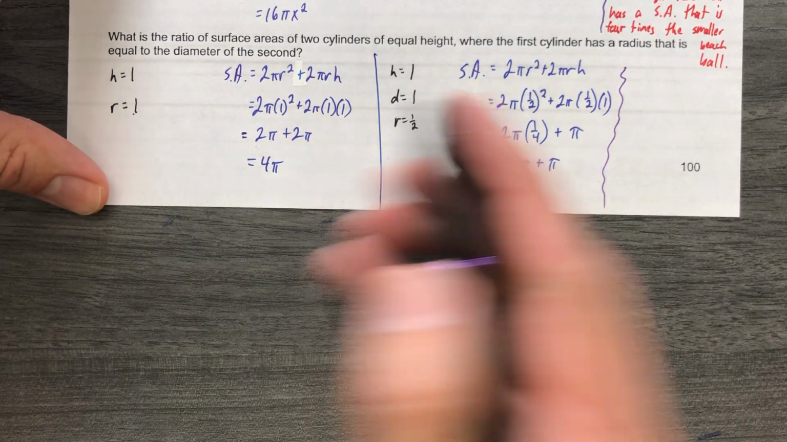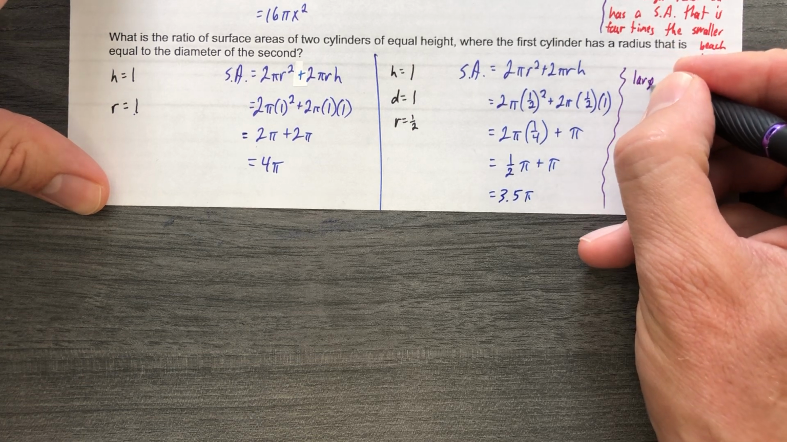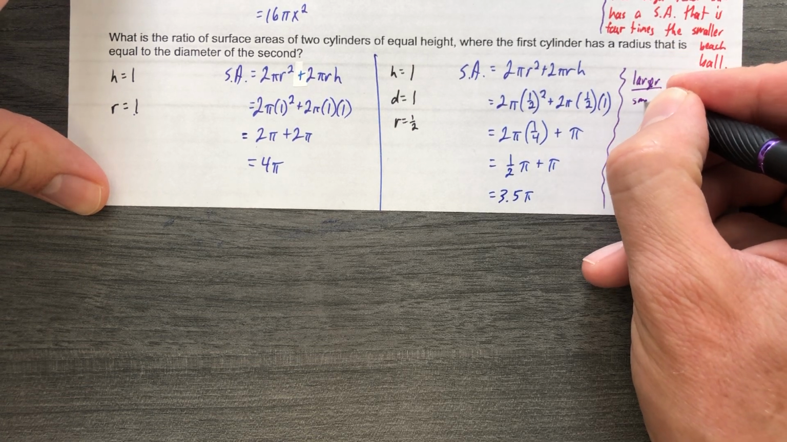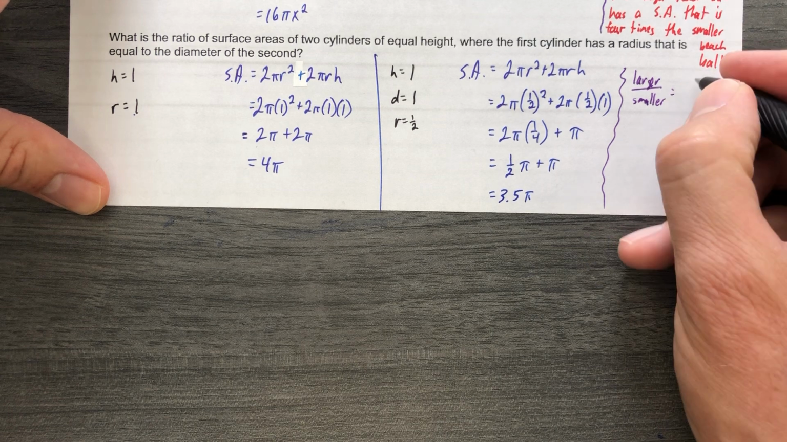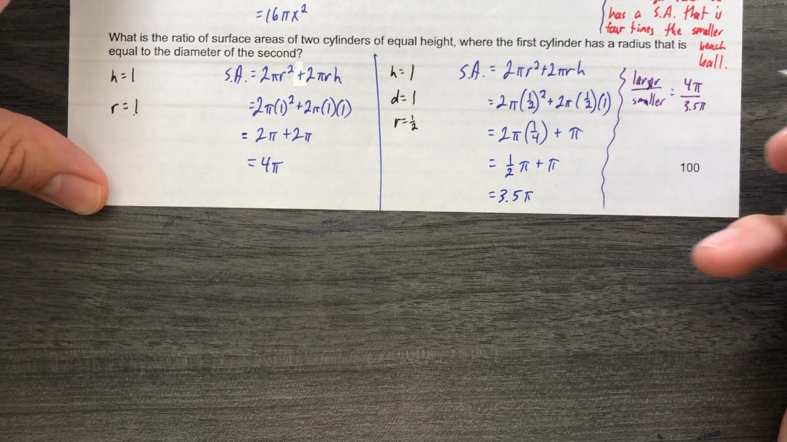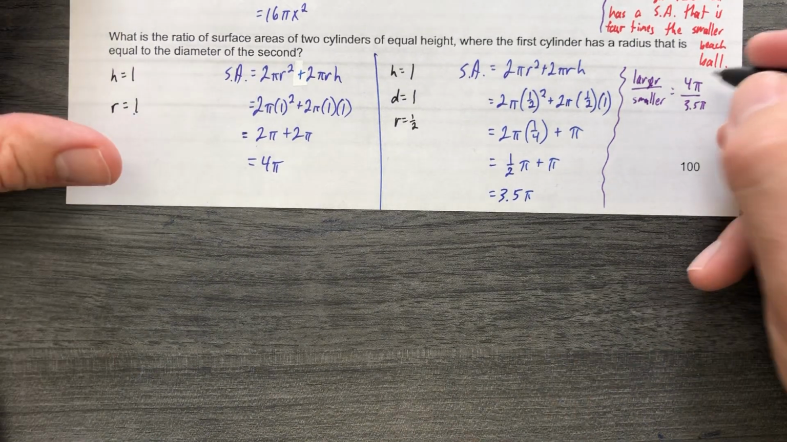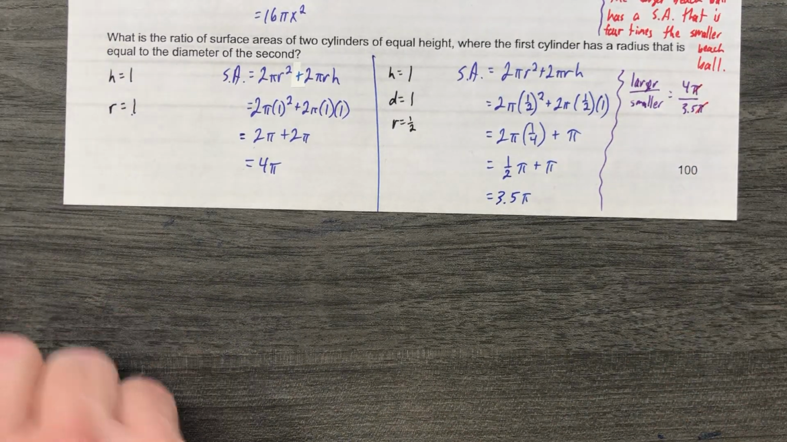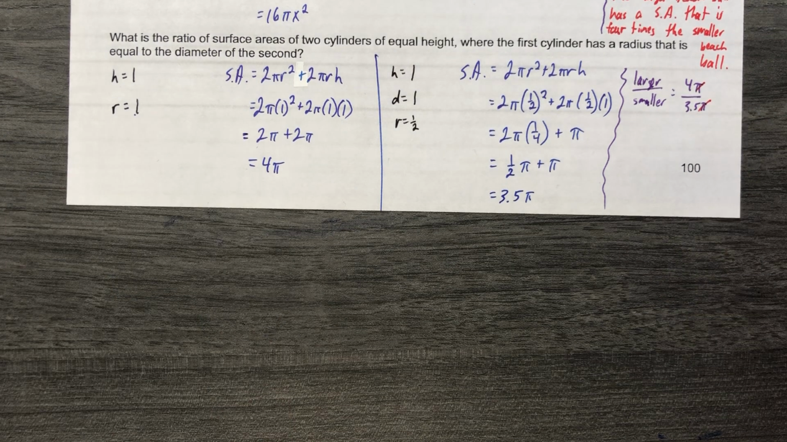So what we're going to do is compare them. And this one is larger. We're going to do larger divided by smaller. That just seems to be the pattern. Doesn't have to be. And so we're going to have 4 pi divided by 3.5 pi. And clearly, the pi's are going to cancel. Let's mark them out in red. And you're going to be left with 4 over 3.5, which is gross.